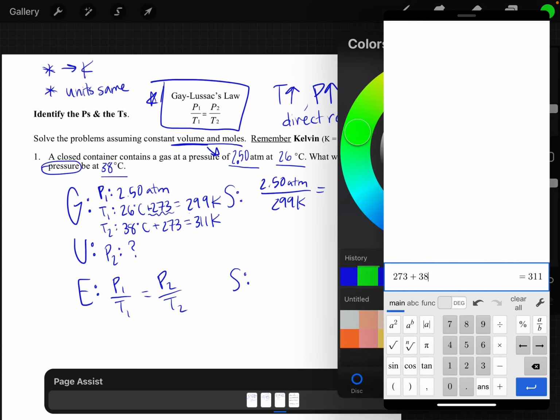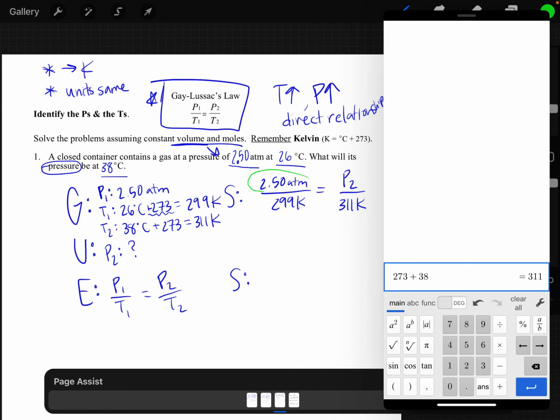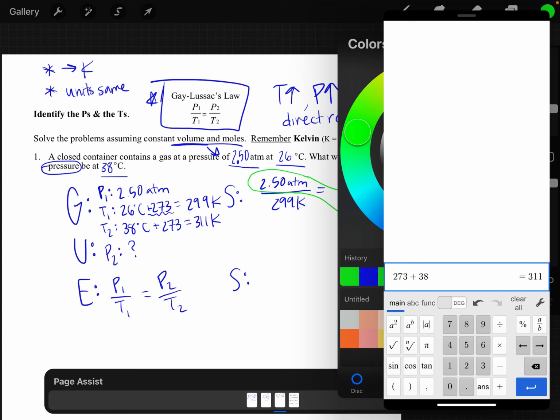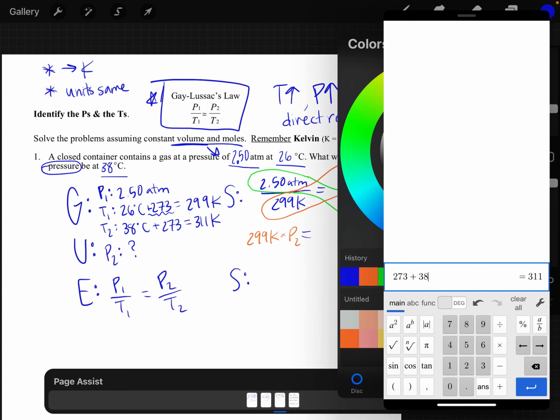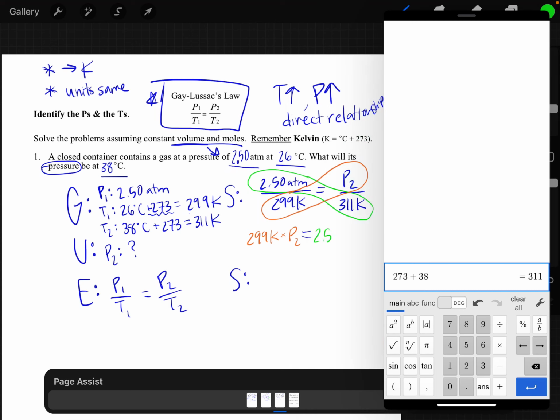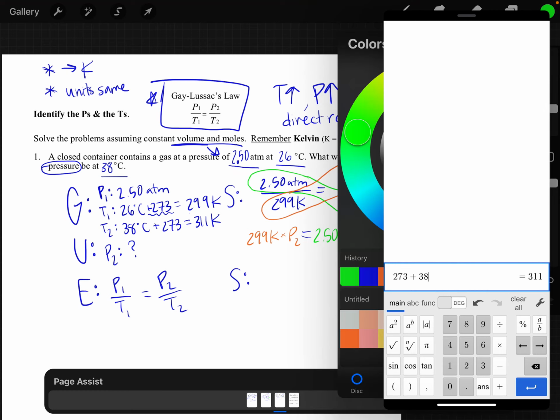Kelvin. Just like in Charles' law, I need to cross multiply, or as some people call it, I need to do the butterfly method. Okay? I'm going to multiply whoever's in the same wing as each other. So this is going to be 299 Kelvin times P2 is equal to 2.50 atmospheres, times 311 Kelvin.